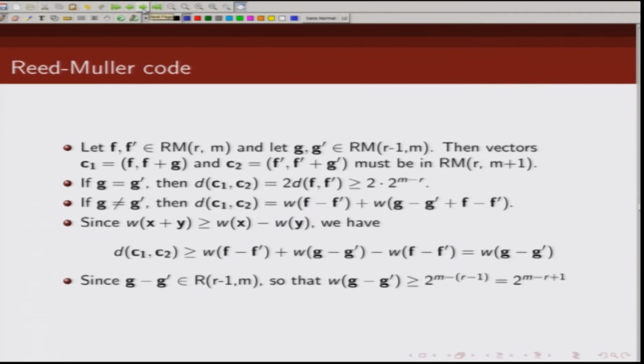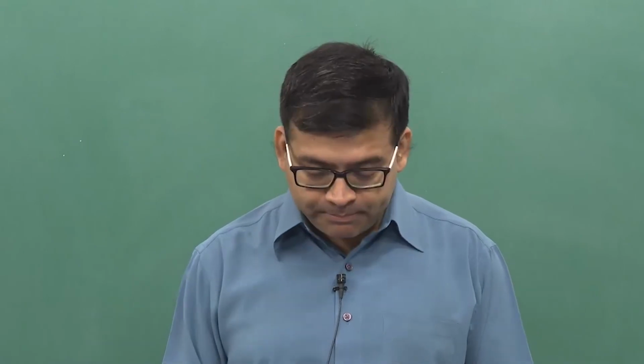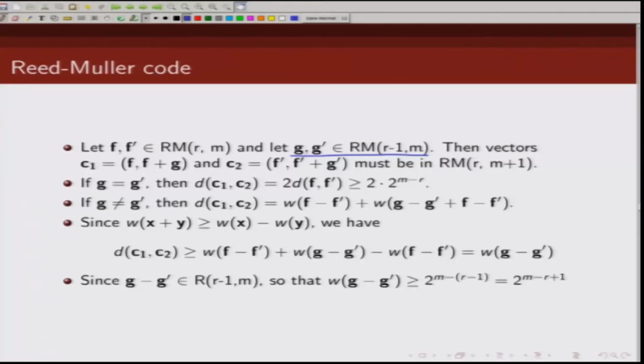Now, what is g? g belongs to the Reed-Muller code of order r minus 1 and length 2 raised to power m. Then what is the minimum distance of this? So, what is the minimum distance between g and g dash? This should be 2 raised to power m minus r. What is r? The order here is r minus 1. So, this is r minus 1. So, this is 2 raised to power m plus 1 minus r.